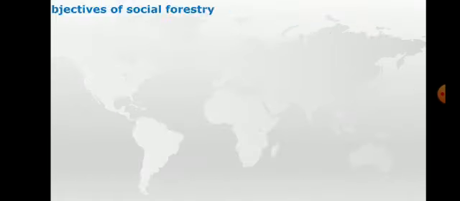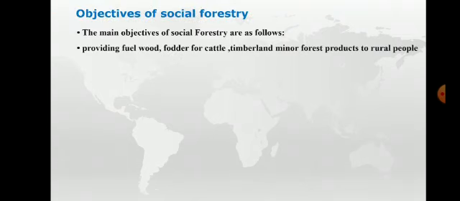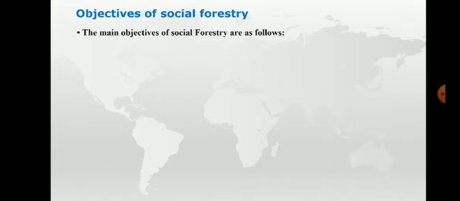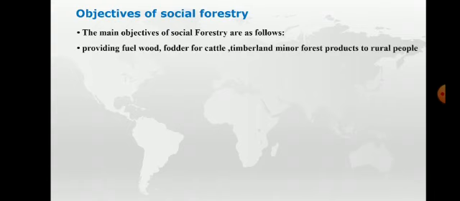Next, we'll see the objectives of social forestry. The main objectives of social forestry are providing fuel wood, fodder for cattle, timber and minor forest products to rural people. So here you can see it is recommended by the National Commission on Agriculture. Okay. So from social forestry they provide fuel wood, that is wood to burn for fire, and fodder for cattle, then timber and minor forest products to rural people. So these are supplied from social forestry.